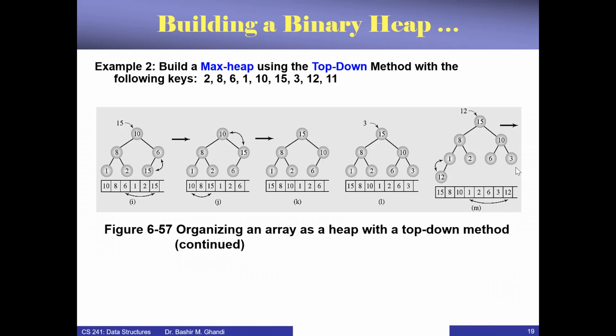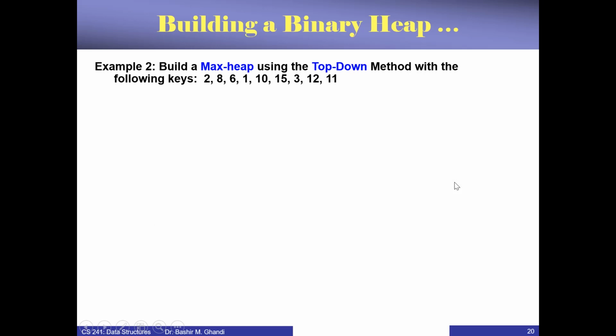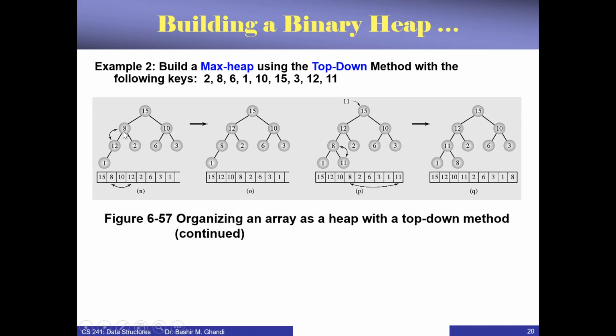Next we enqueue 15. It has to go all the way to the top. So first it comes here, then it comes here. 3 will be in the right place, nothing to do. And 12, however, will percolate until here. Okay, so that's what you have here. 12 first here, then here. Finally 11, you only need to percolate it one time and it will reach here. So this is building a heap top-down.